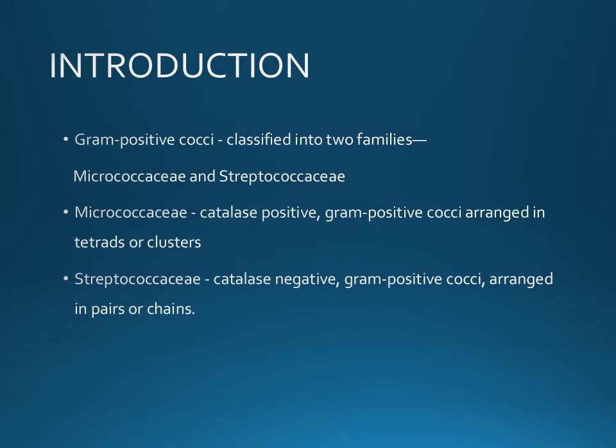Now, Streptococci are catalase negative. So the first test which we do to differentiate between Staphylococcus and Streptococcus is the catalase test. If it is positive, it can be Staphylococcus or Micrococcus. If the catalase test is negative, then it is Streptococcus. Streptococci are arranged in chains or in pairs, whereas Staphylococci are arranged in clusters. So whenever you see any GPC under the microscope, with the arrangement also you can get some clue.